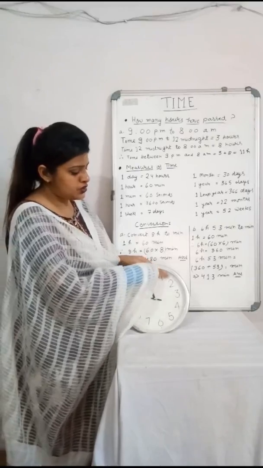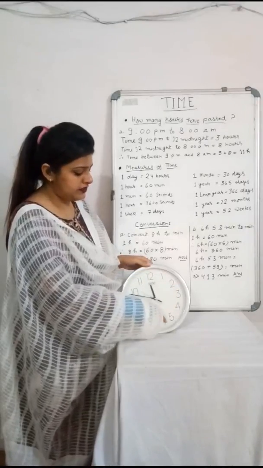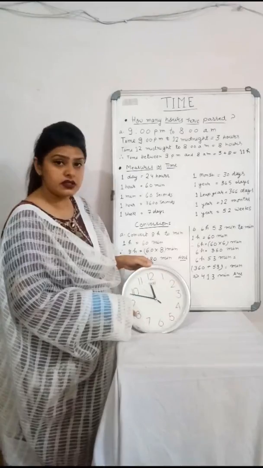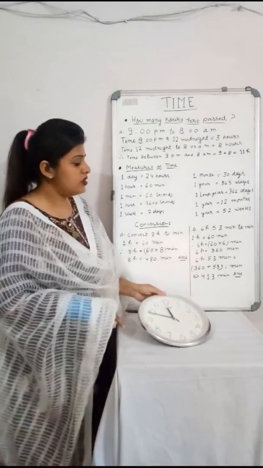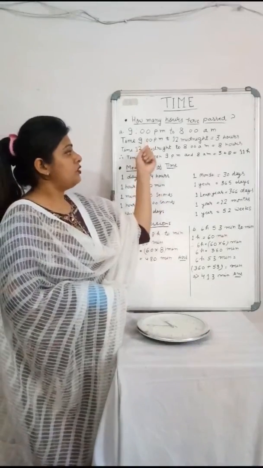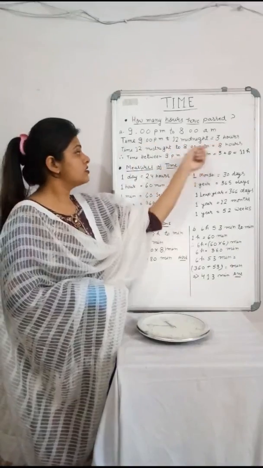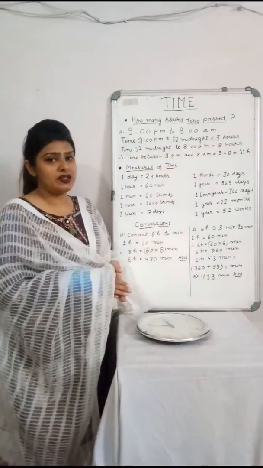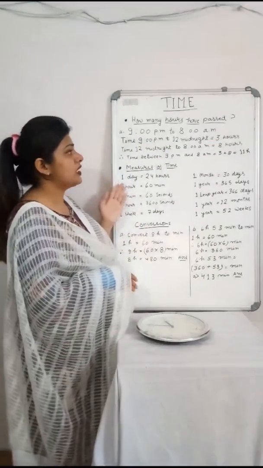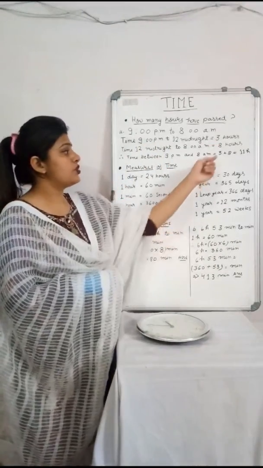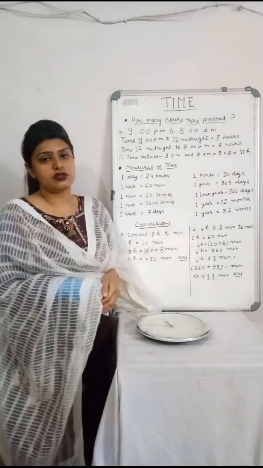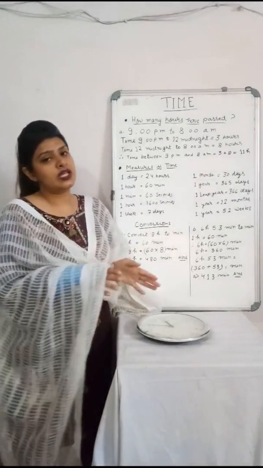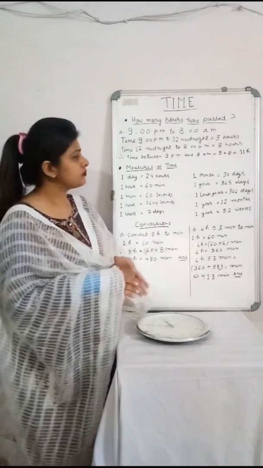So, 1, 2, 3, 4, 5, 6, 7, 8. 8 hours. So, time 9 p.m. to 12 midnight, 3 hours. 12 midnight to 8 a.m., 8 hours. We will combine these times to get the hours between 9 p.m. and 8 a.m., that is 3 plus 8, 11 hours. So, we will combine the time in these two periods.